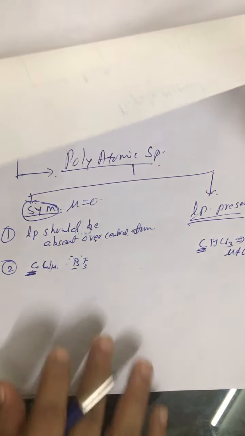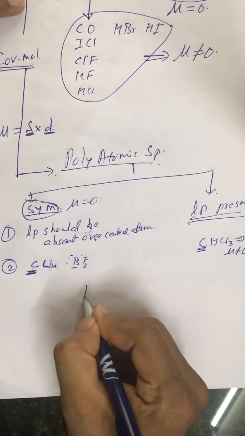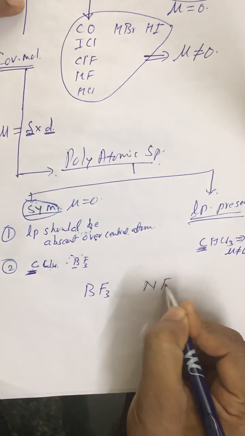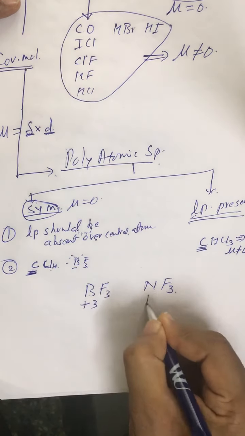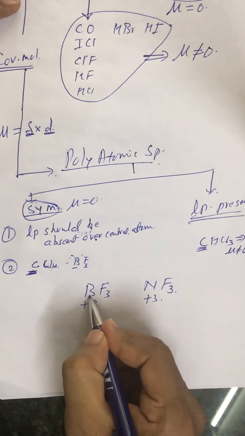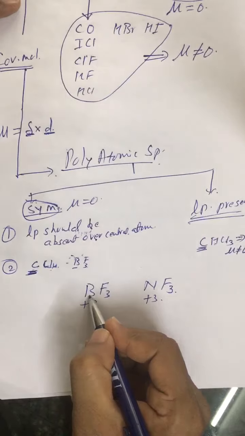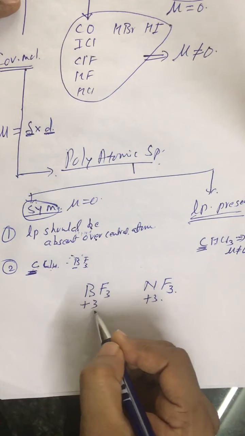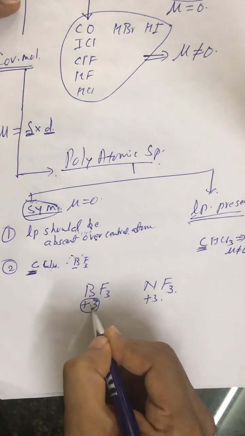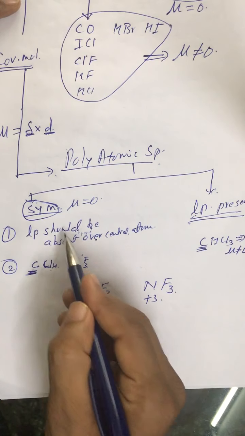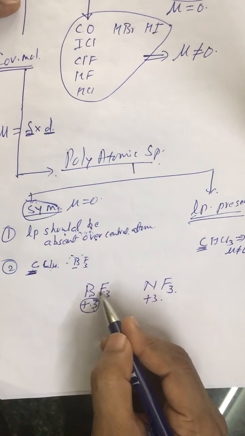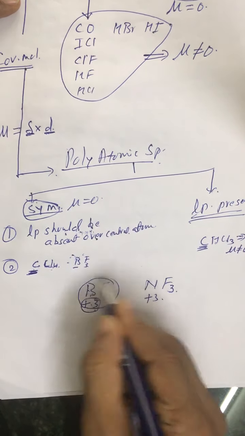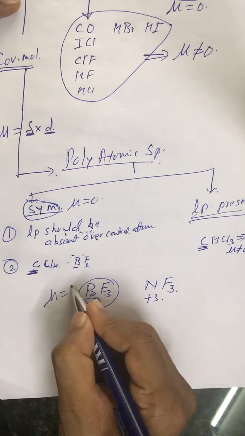Now let us discuss some cases. We are given BF3 and NF3, and we want to compare. The first step is to find the oxidation state: +3 and +3. Now see boron: what is the outermost electronic configuration of the boron family? s2p1, so the highest possible oxidation state is +3. So this molecule is showing the highest possible oxidation state, so LP is absent. And look at the second condition: similar atoms must be bonded to the central atom. So it shows both conditions. Therefore we can say the dipole moment is zero.